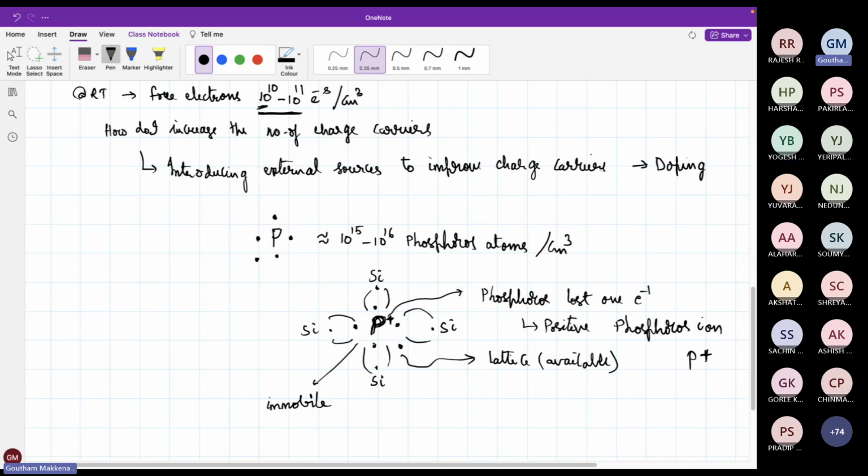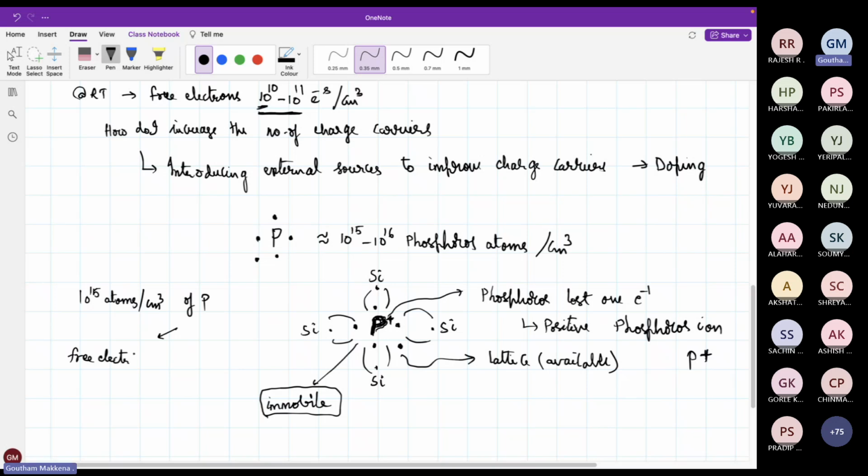It is nicely stuck with all the silicon atoms, right? So it has 4 covalent bonds and it lost its 1 electron, unless because of some thermal vibration it loses another electron. There are 3 other atoms as well. So this phosphorus ion is immobile. It is in the lattice and it is not available for conduction. But because it lost one of these electrons, this electron is available for conduction. Now, if I am adding 10 power 15 atoms per centimeter cube of phosphorus, how many free electrons do I have now?